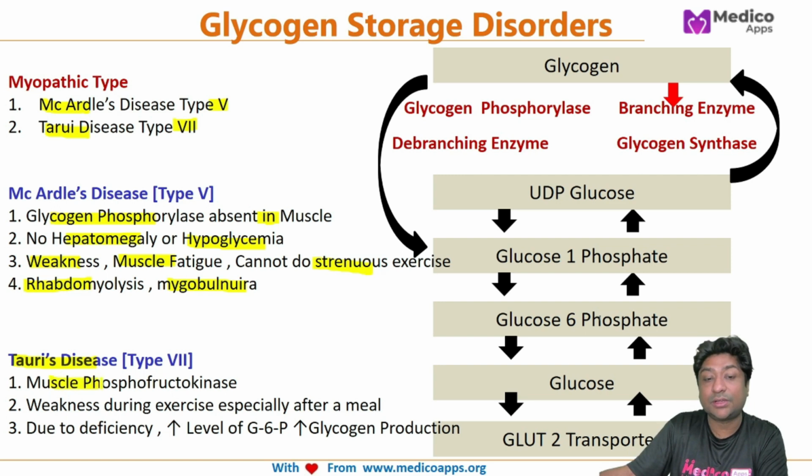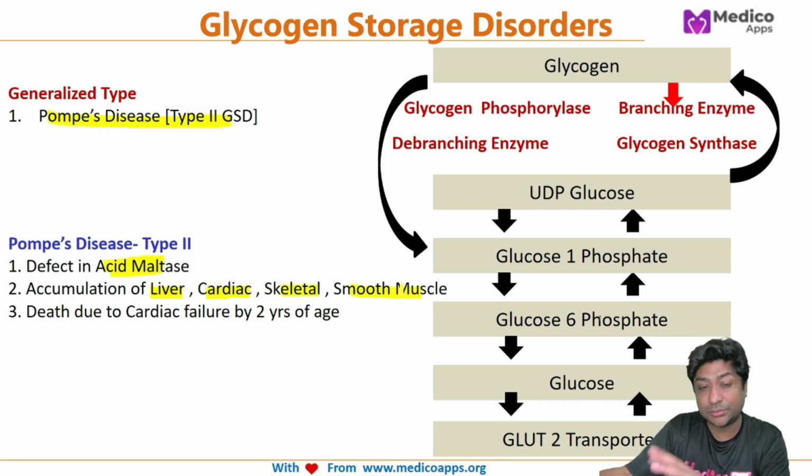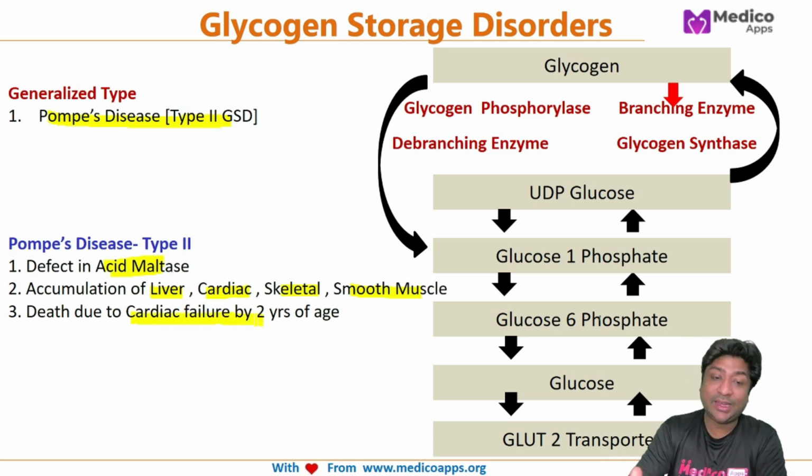Next is Tarui, in which muscle phosphofructokinase is deficient, with weakness during exercise, especially after a meal. Remember, the weakness after the meal will not subside even if the person continues to exercise. So this is about the myopathic types. The last is Pompe's disorder, which is the generalized or type 2 glycogen storage disorder. The defect is in acid maltase. There's an accumulation of glycogen in liver, cardiac and skeletal tissue, and smooth muscle. So it's generalized, death is generally by cardiac failure by 2 years of age, and enzyme replacement therapy is available for Pompe's disease.